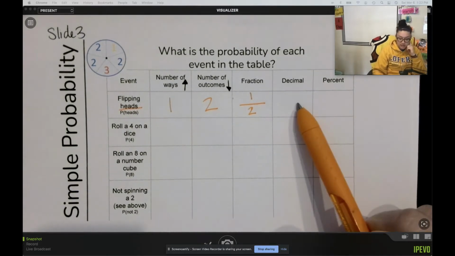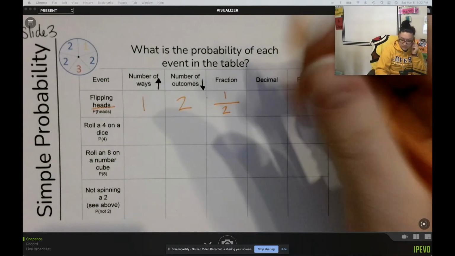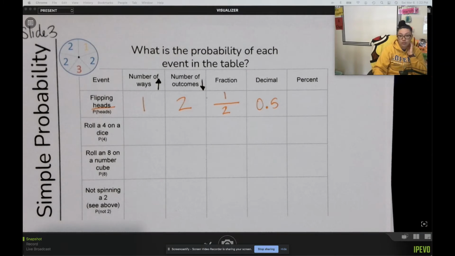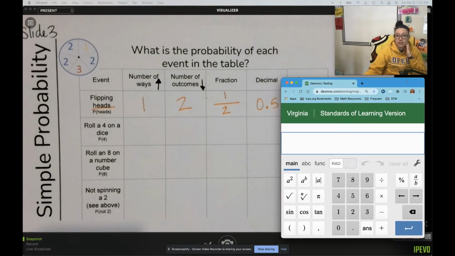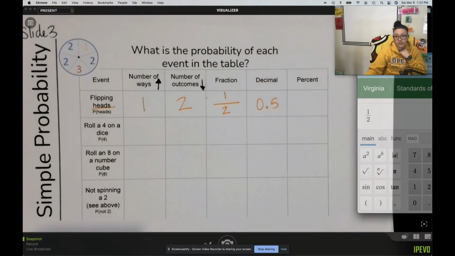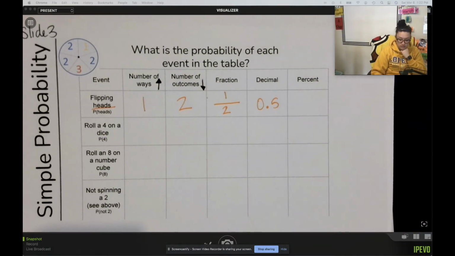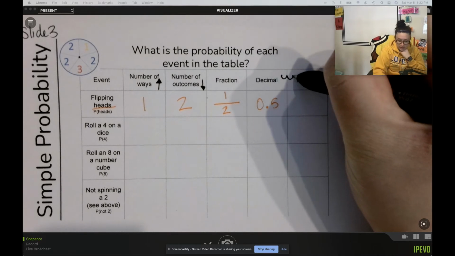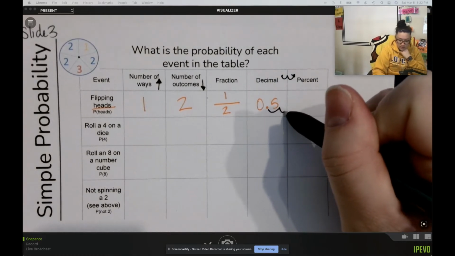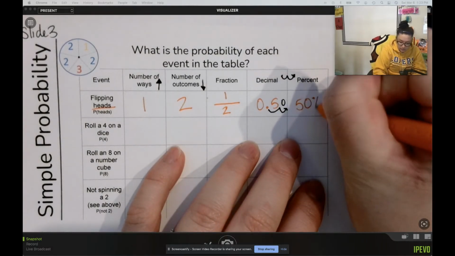Sometimes you'll see probability as a decimal. What's 1/2 as a decimal? .5. If you don't remember how to turn fractions into decimals, remember you just divide. Numerator divided by my denominator is going to give me that number in decimal form. And then how do we turn a decimal into a percent? We move our decimal to the right, fill in that space with a 0. So it would be 50%.